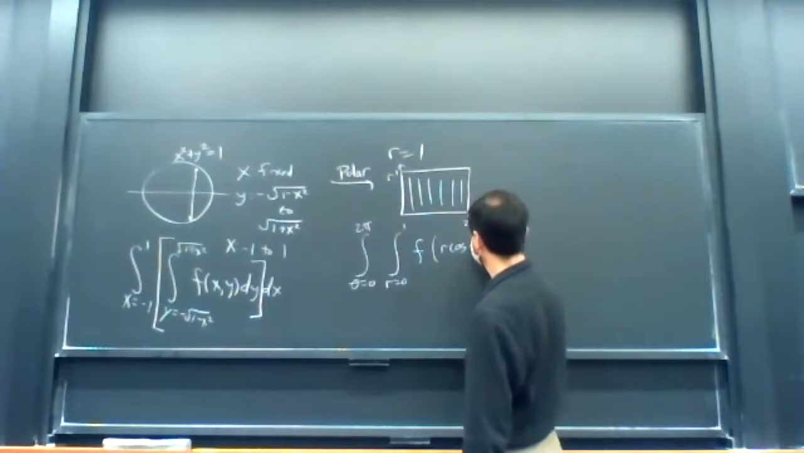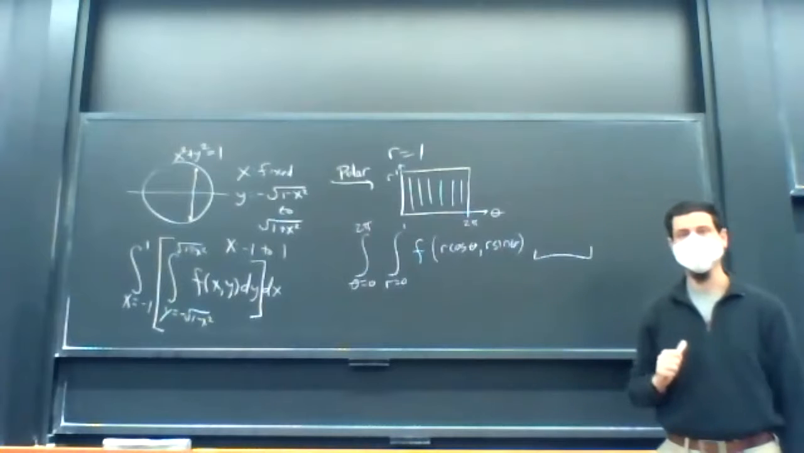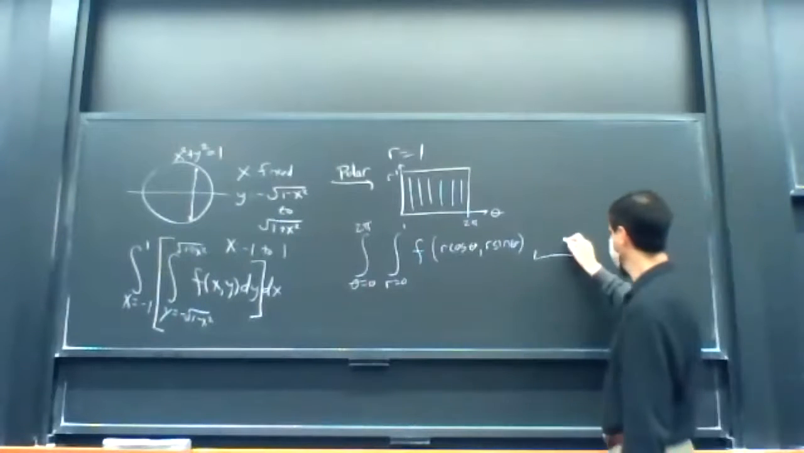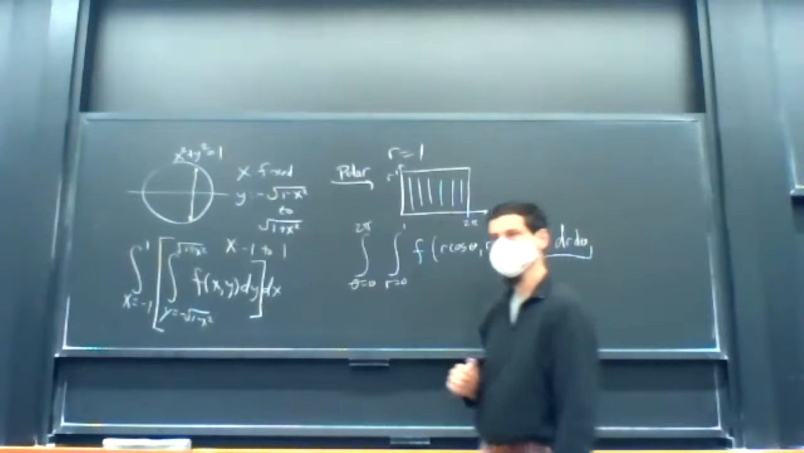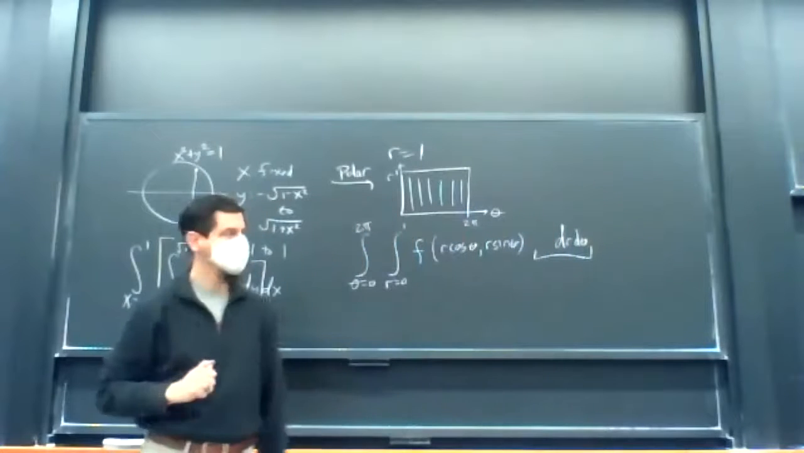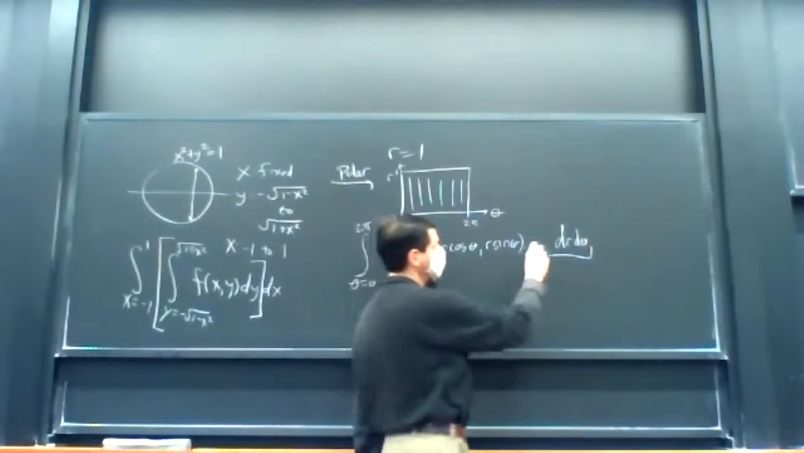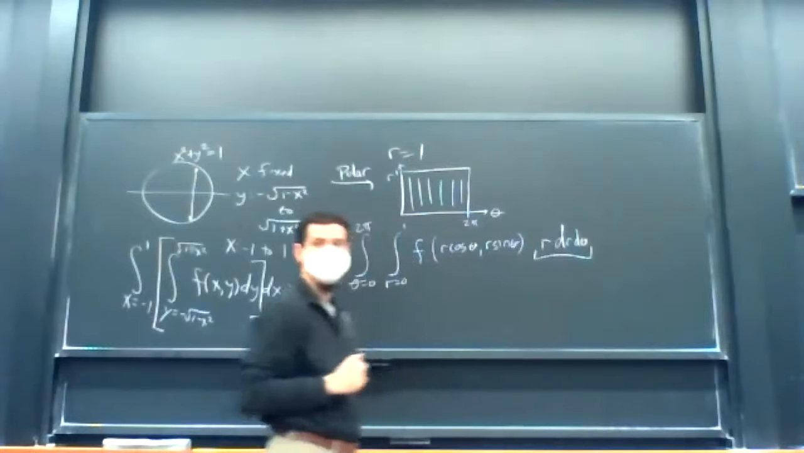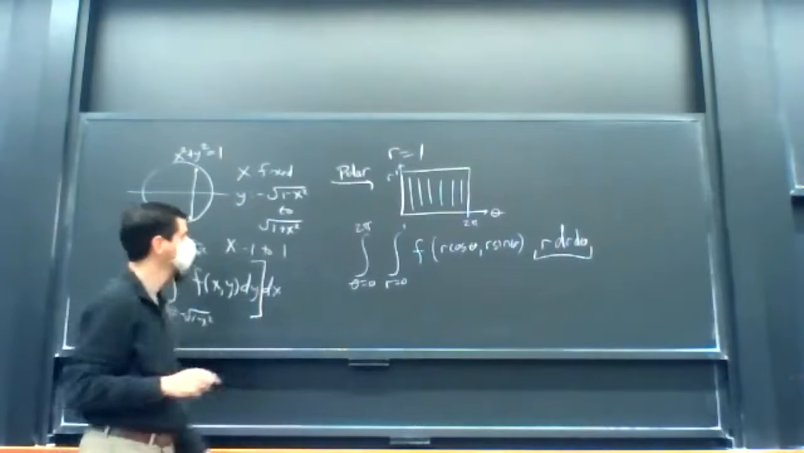So it'll be f of r cosine theta, r sine theta. And now this is where things get a little interesting. It's not just dr d theta. And so we'll talk later as to exactly what goes in there and why. For now, I'm going to just state it's r dr d theta. This is how the area element dx dy transforms.